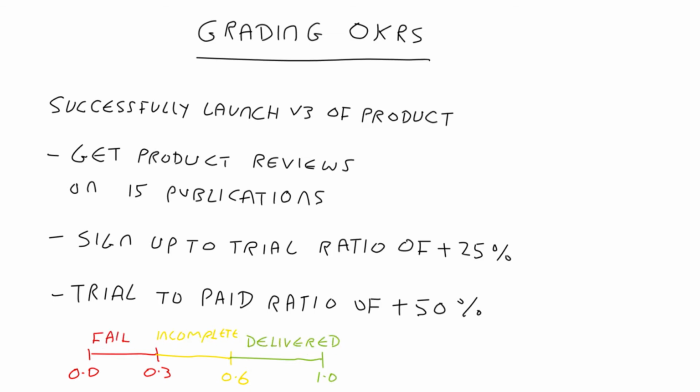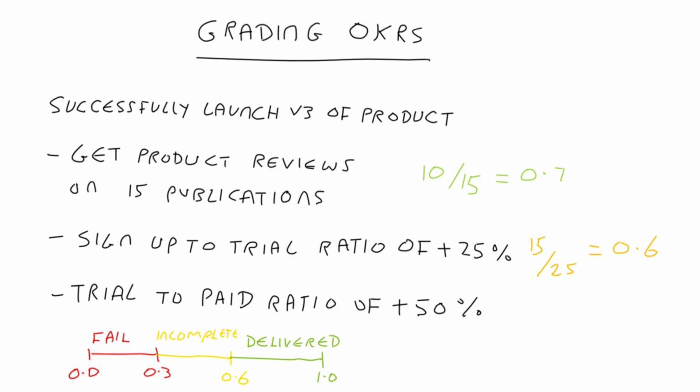So let's say that for the first key result of get 15 product reviews, we achieved a 10 out of 15. That is, we managed to get 10 publication reviews. So that would give us a score of 10 over 15, which is 0.7 and a borderline green. And for a sign up to trial ratio, let's say that we managed to increase it by 15%. So we would score that as a 15 over 25, which was our target. And that would give us a 0.6, which would be an incomplete score.